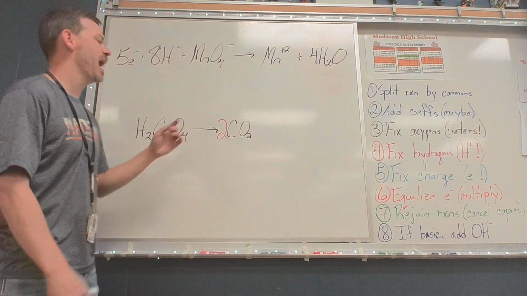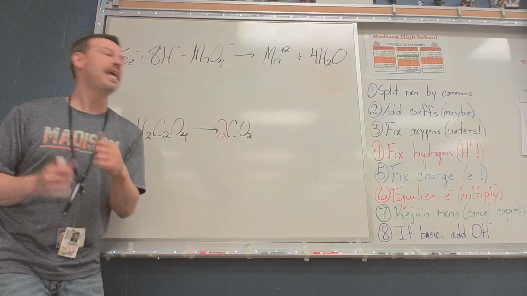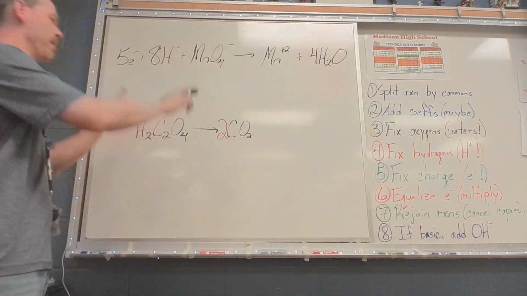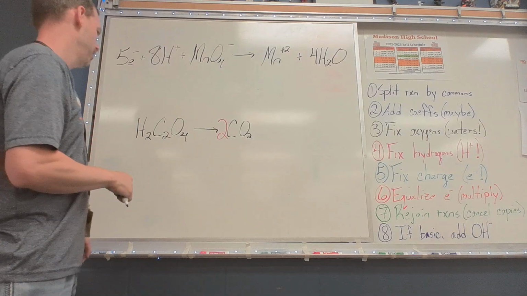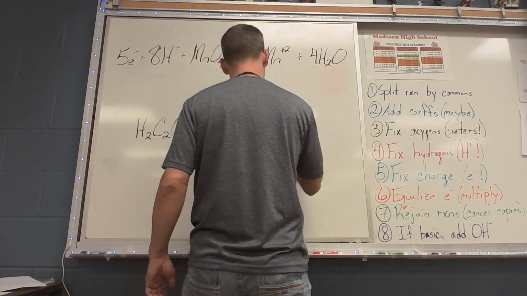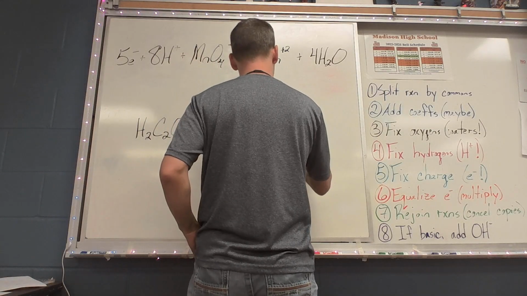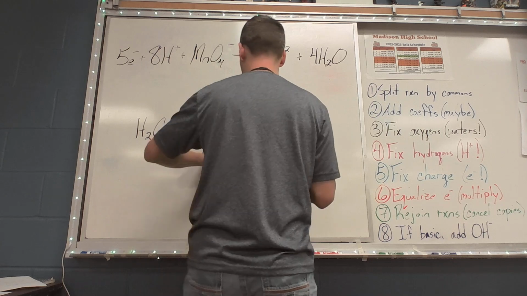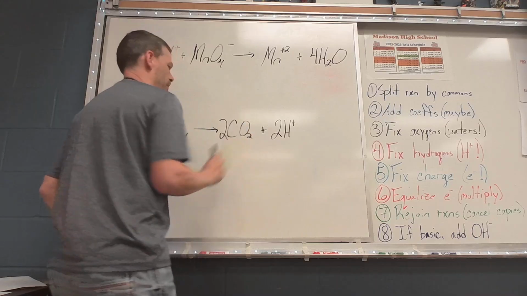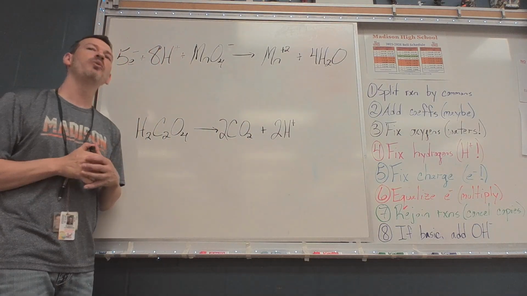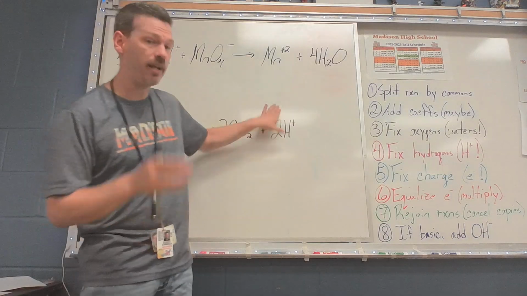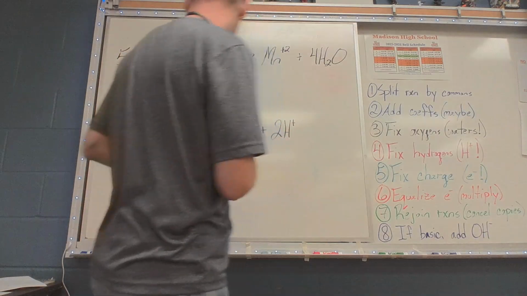Step 4, fix the hydrogens. Do we have a hydrogen issue? Yes. In order to fix the hydrogens, we always add a hydrogen ion. So how many should I add and where? Not 1, 2 to the product side. Now there are 2 H's on each side. Yeah? Now remember, we're not doing diatomic stuff because it's an ion.